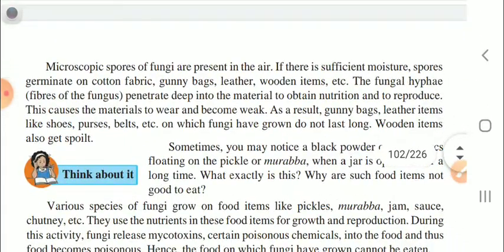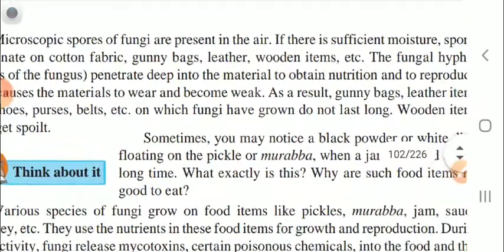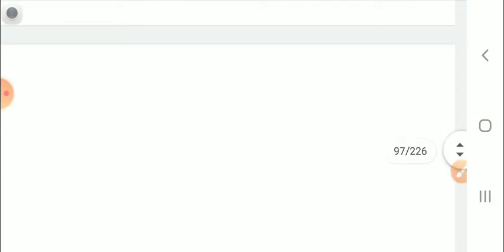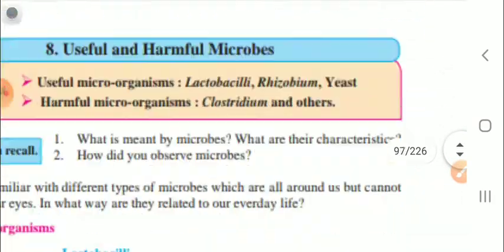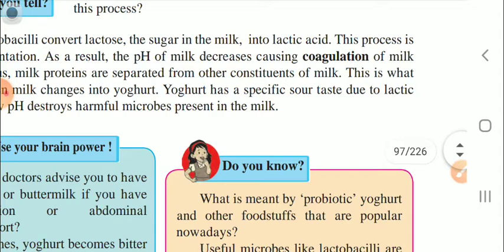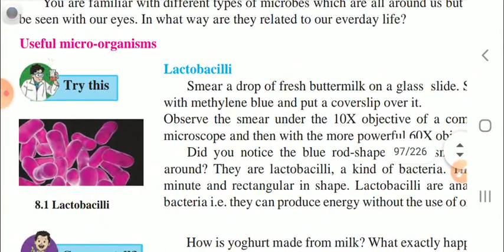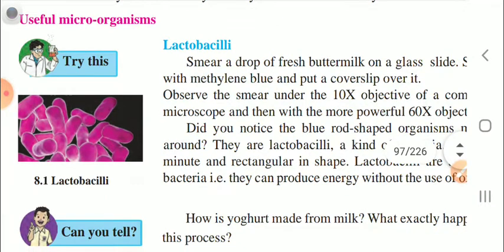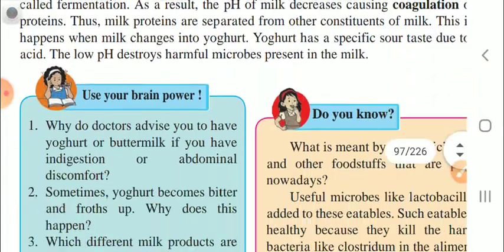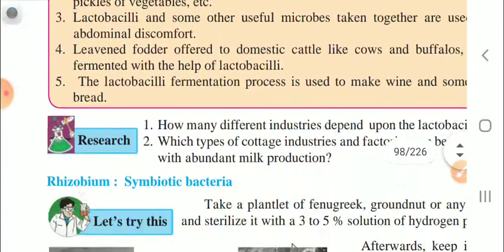Now let us see here about the fungi. We will see here now.